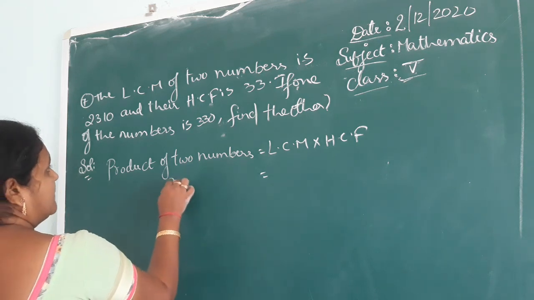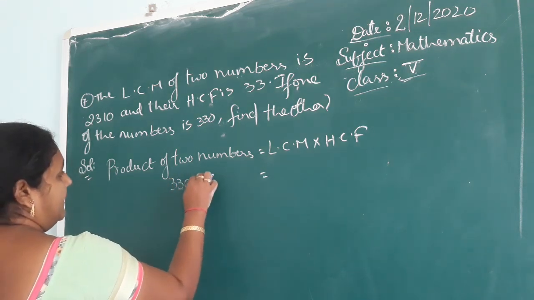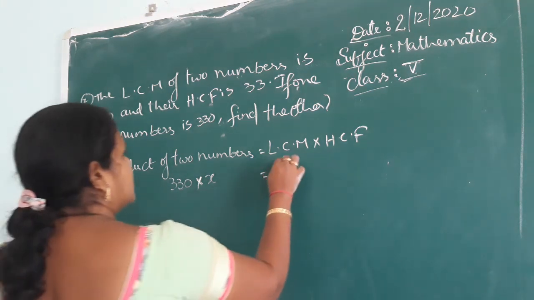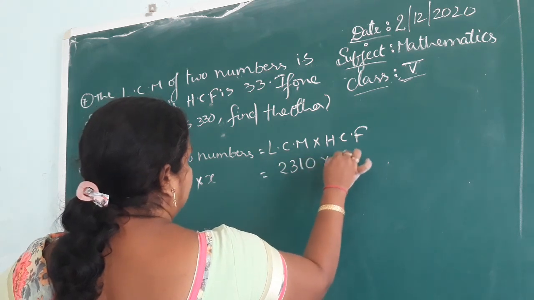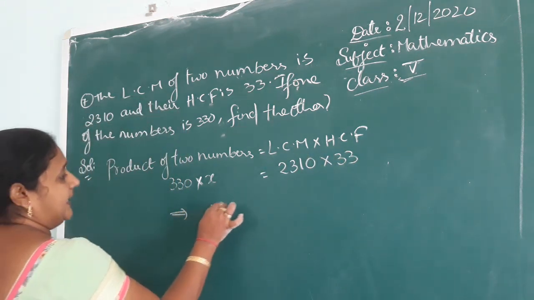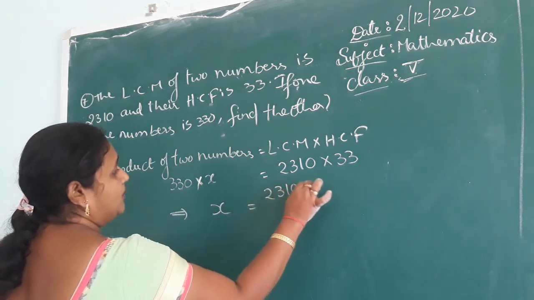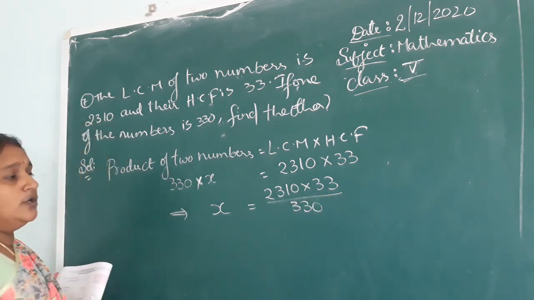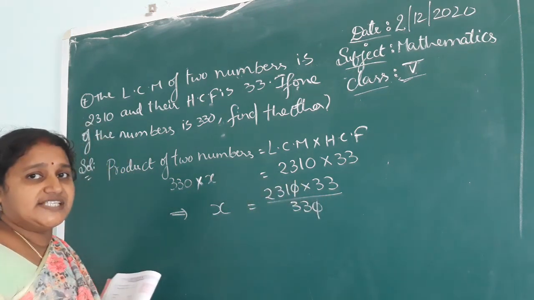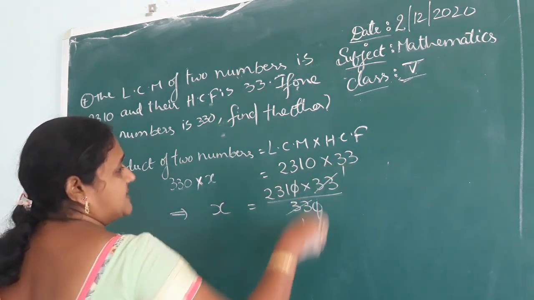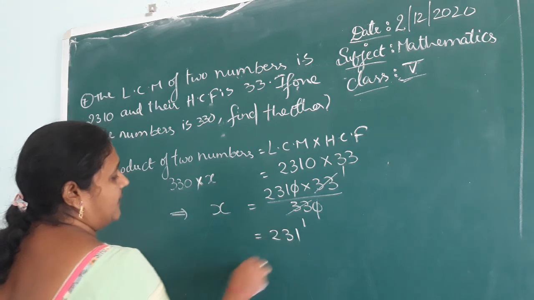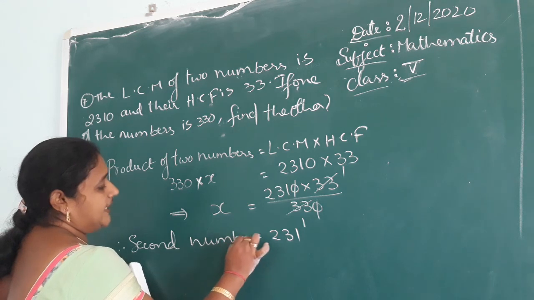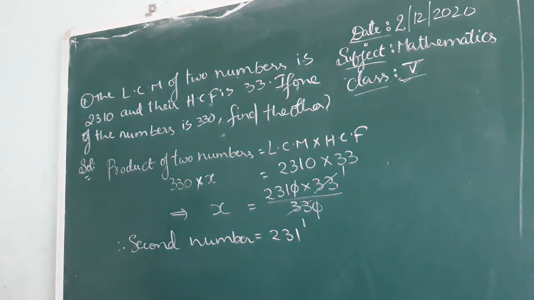Here one of the numbers was given, 330, and we don't know the second number, let it be x. LCM is 2310 and HCF is 33. x equals 2310 into 33 by 330. Here if you observe, the zeros get cancelled, and 33 ones cancel. So the answer is 231. Therefore the second number is 231.